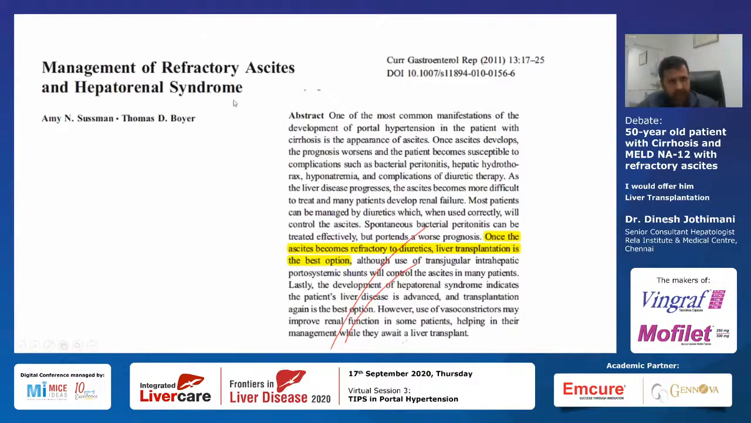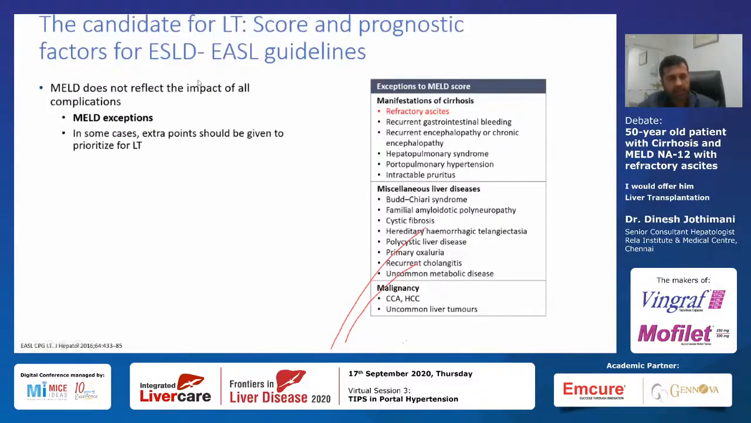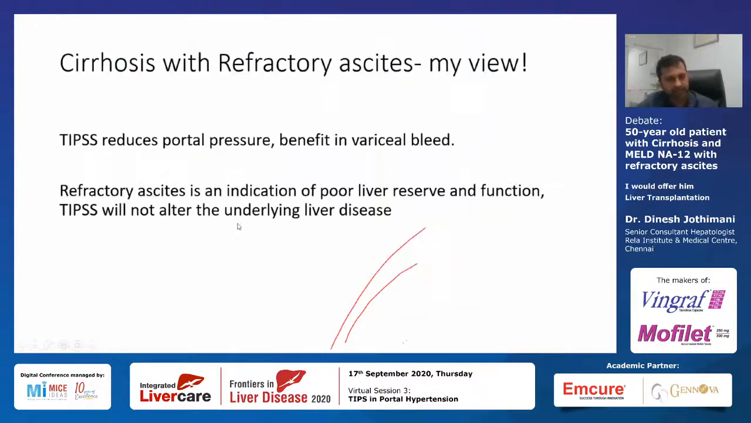So on the other hand, if you have refractory ascites, liver transplantation is the best option. And the people who are experts in TIPS, they also say that if liver transplantation is likely to happen, TIPS is best avoided because it leads to a lot of other issues. And let's look at the EASL guidelines. MELD does not reflect all complications. There are MELD exceptions, and the first one is refractory ascites. Manav, I'm sorry, this patient requires transplantation if you have refractory ascites.